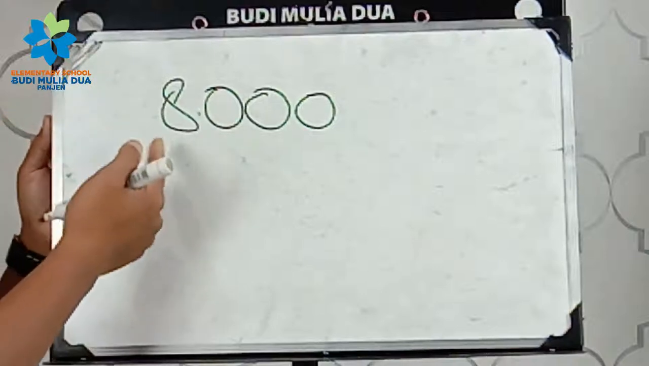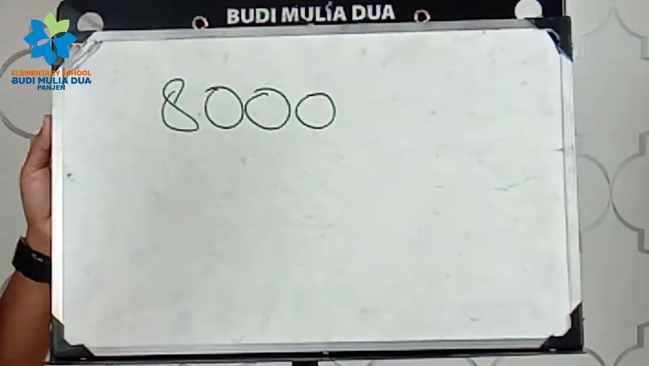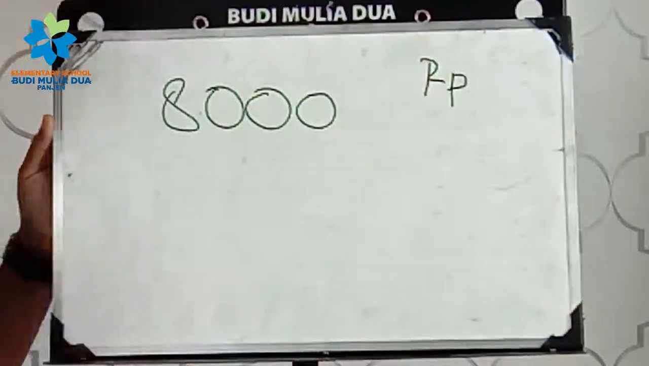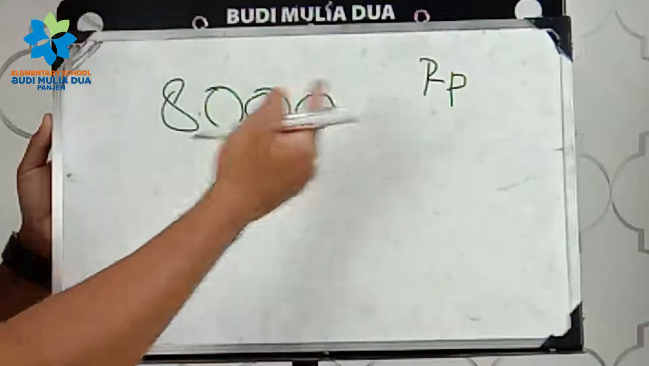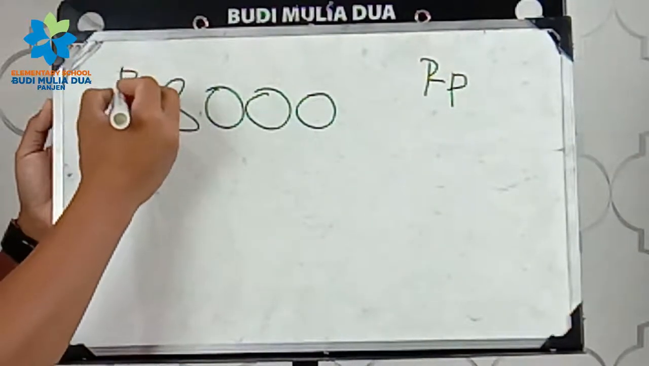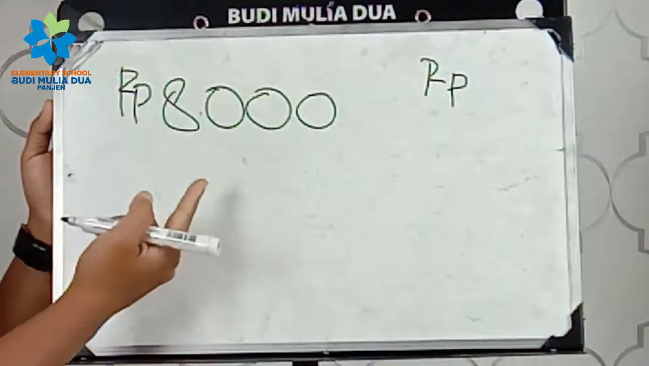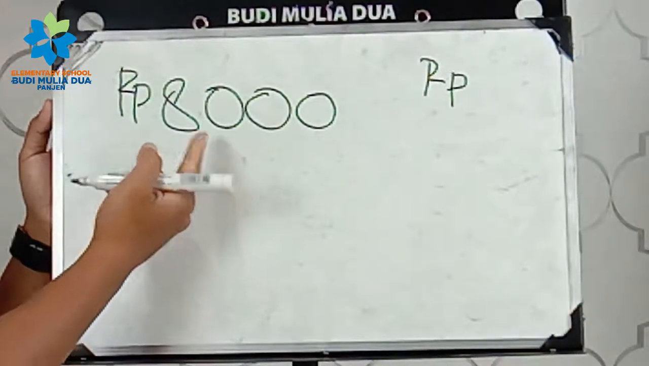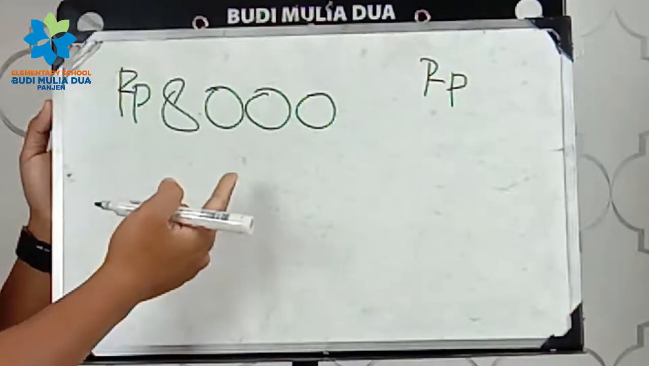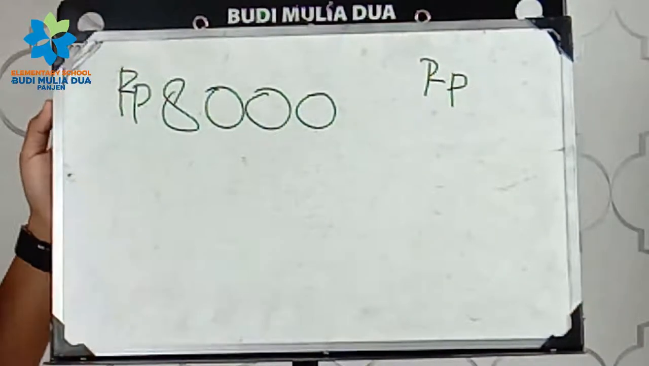Before you write the number, please put the currency of rupiah. The currency of rupiah, this Rp. Put it in front of the number here, Rp, without space. This is 8,000 rupiah. Is it clear? Okay. One more.